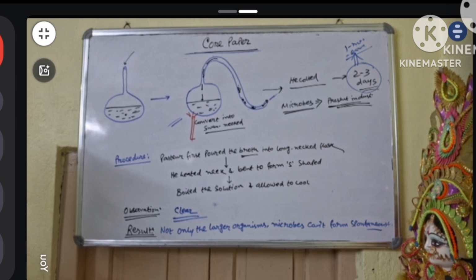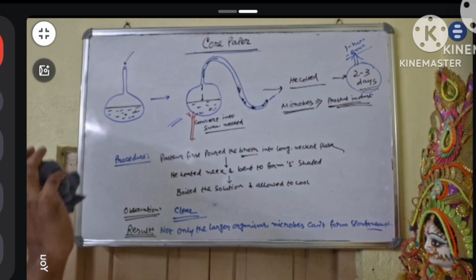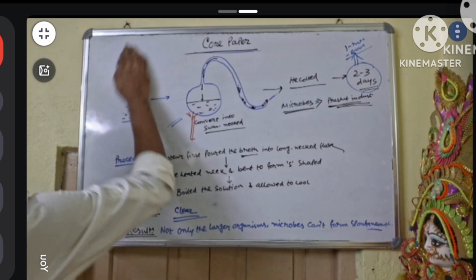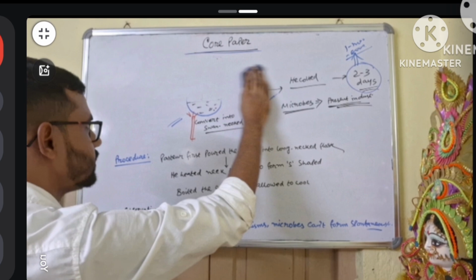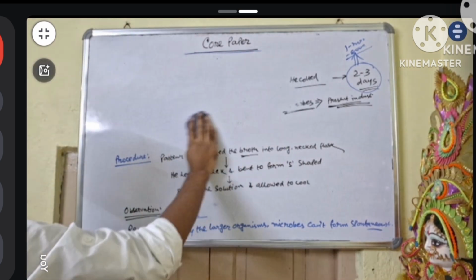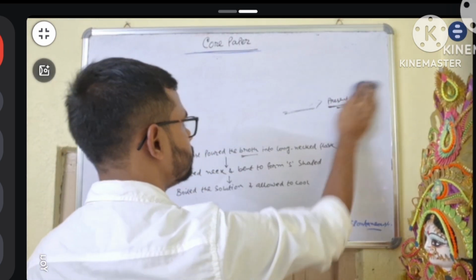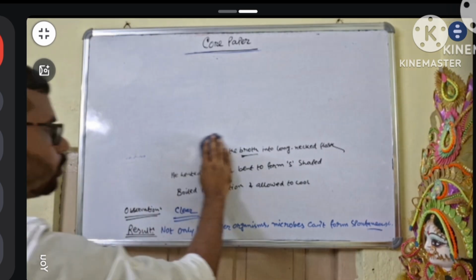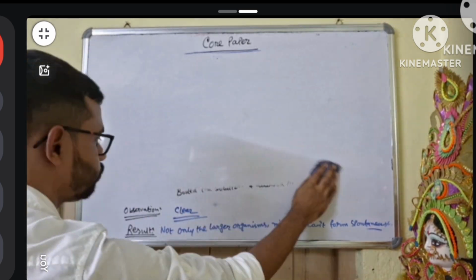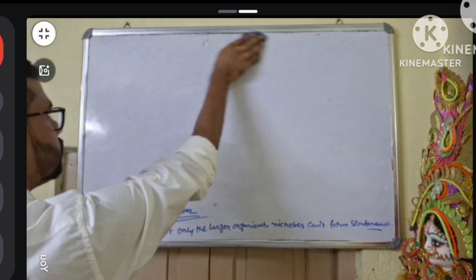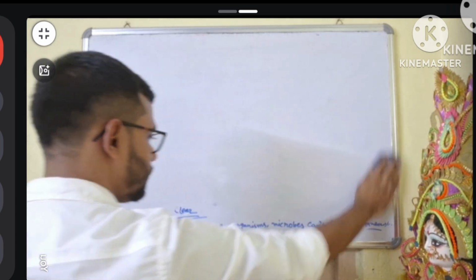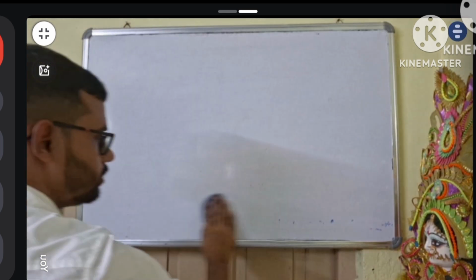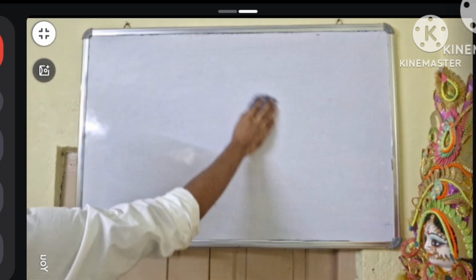After this experiment, the golden age of microbiology started. Various other experiments, various outcomes, vaccine development, and other experiments were developed. So after this experiment, the golden age of microbiology started. So the last topic of today's class: golden age of microbiology.